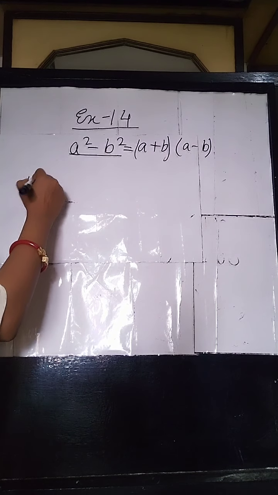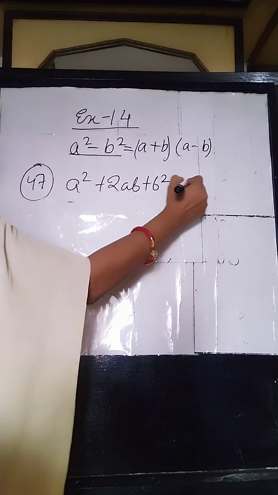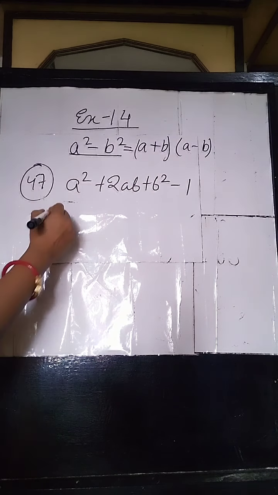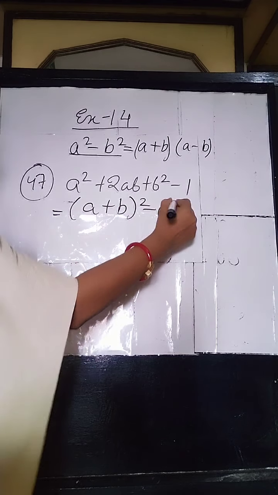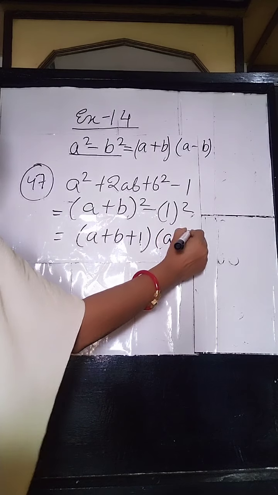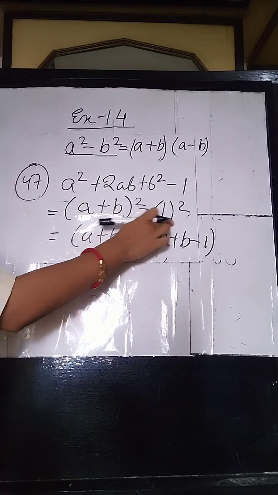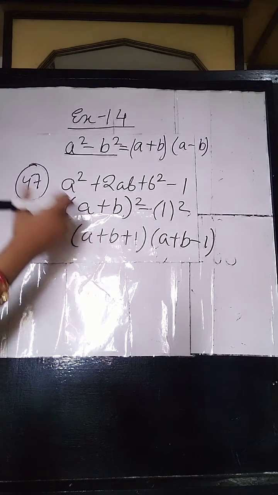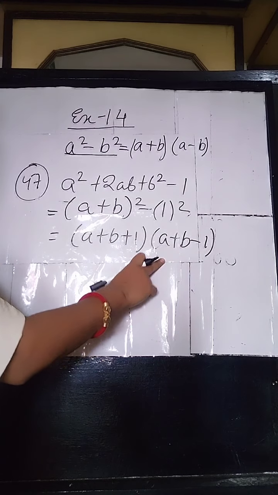In sum number 47 it is given a square plus 2ab plus b square minus 1. Very simple sum, very easy sum. This is nothing but the formula of a plus b whole square, and minus 1 means the whole square of 1. So finally you will write a plus b plus 1 and a plus b minus 1 simply by applying the formula of a plus b into a minus b. A square minus b square, that is the square of the first term minus the square of the second term, is equal to the addition of the first and the second term multiplied by the subtraction of the first and the second term.